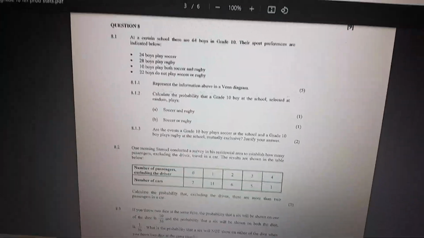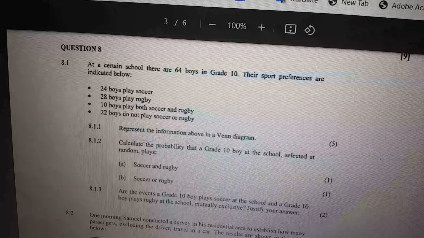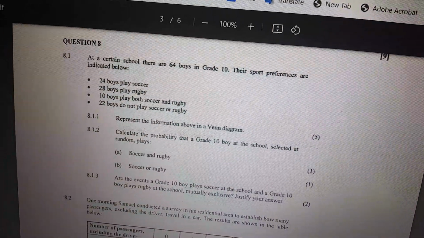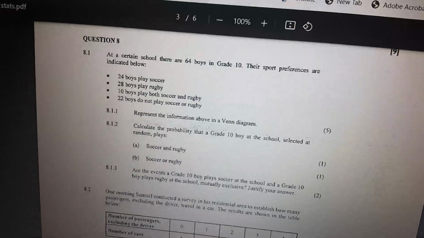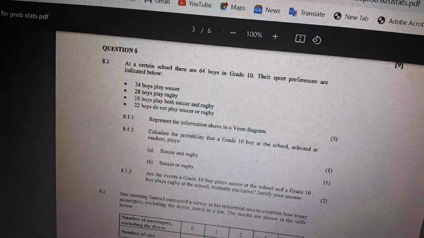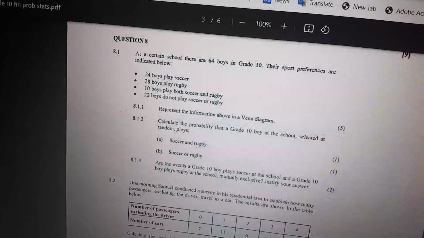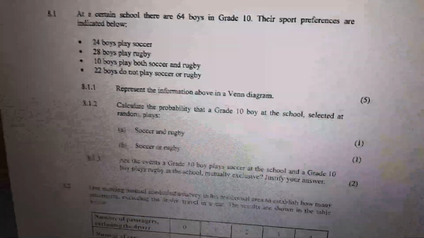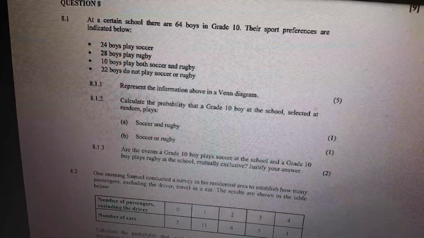Going on to the next question. At a certain school, there are 64 boys in grade 10. The sport preferences are indicated. 24 soccer, 28 rugby, 10 both. 22 do not play either. Okay, represent the information in the Venn diagram.